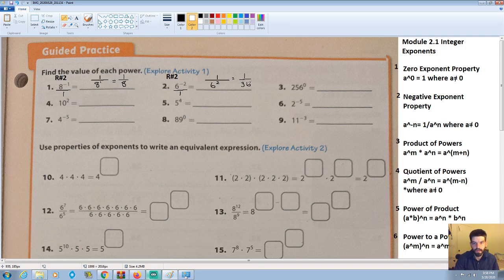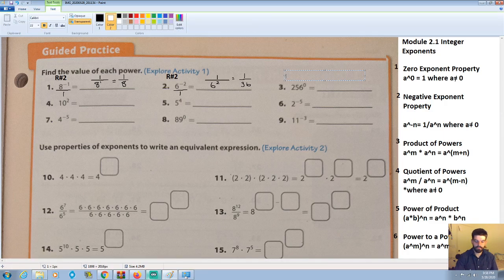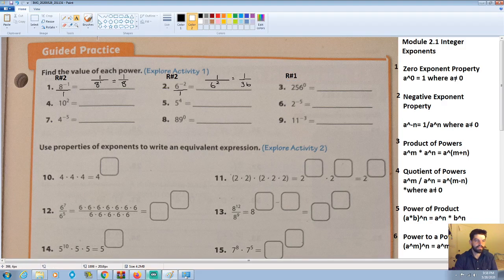Okay. Number 3 here is going to be 256 to the 0 power. This is going to be rule number 1. This is going to tell us that any non-zero value taken to a 0 power is going to be equal to 1.